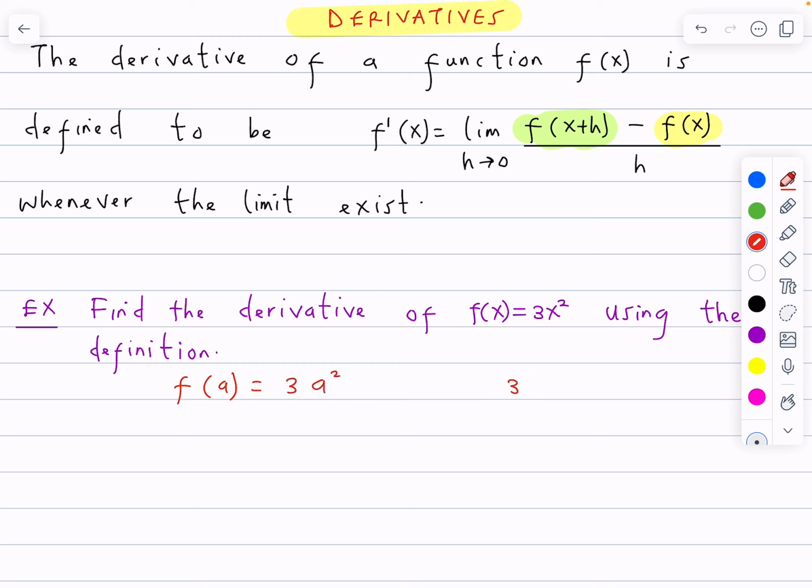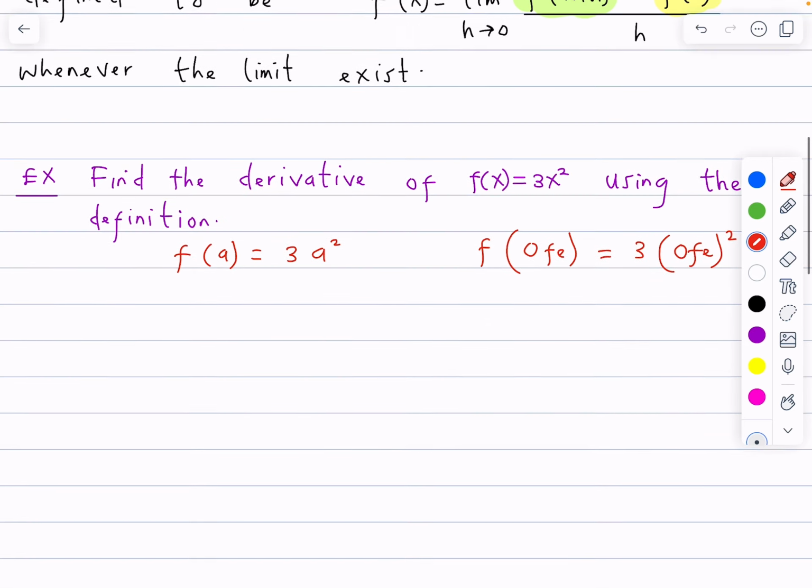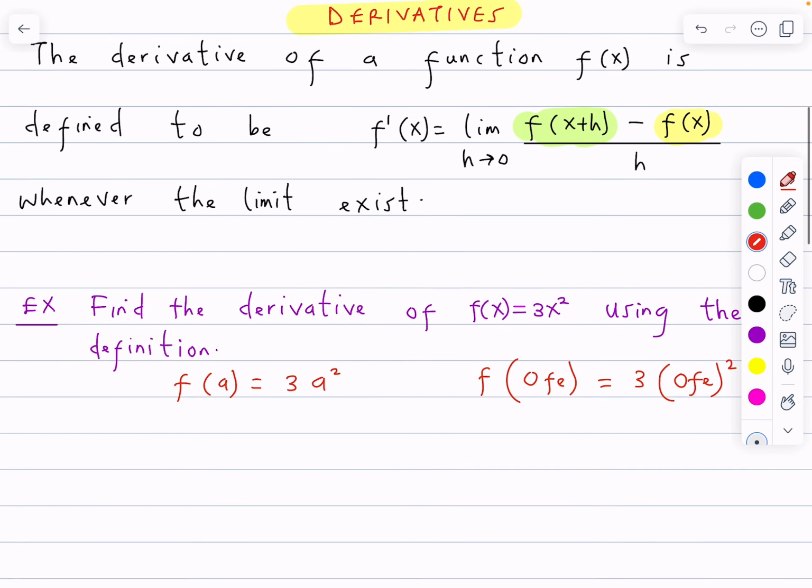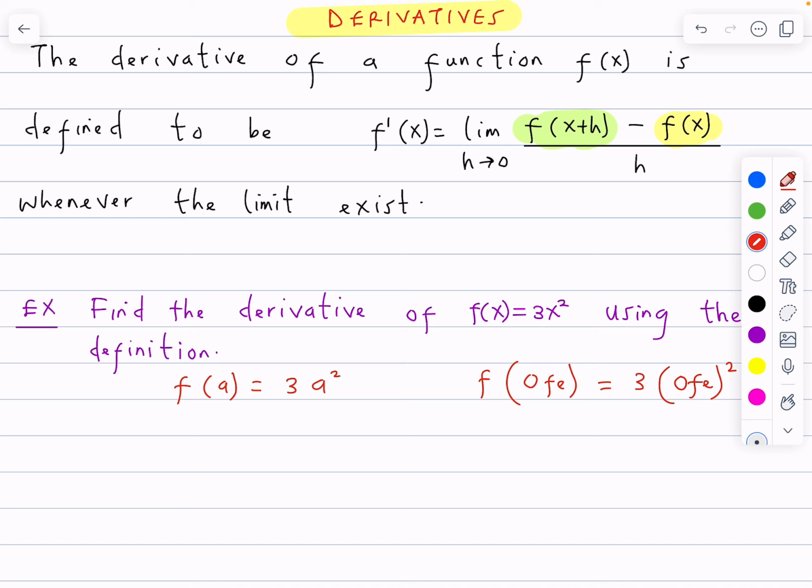So what about f of my name, Ofe, O-F-E? F of Ofe is going to be 3, and anywhere I see x, I'm going to plug in Ofe squared. Okay. Now, since I want to compute the derivative, I need to compute that limit.